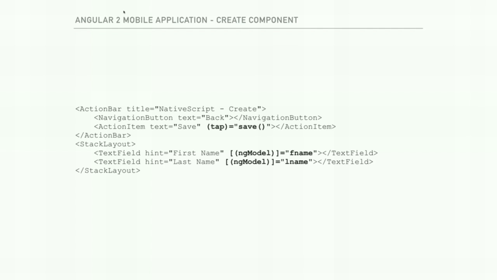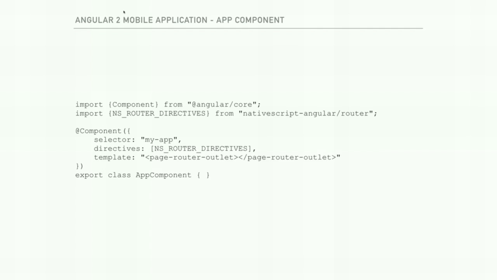I'm also adding this action item. Again, it's a tap event. It'll call the save method. And then I'm also binding the two text fields, the form elements, to the public variable. So this is pretty much near identical to what you saw in the web. So the conversion so far has not been too stressful, because everything that we've seen so far, aside from the storage component and the UI, has been the same as what we saw in the web version.